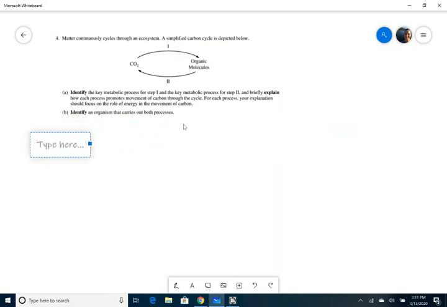And so we have a point here. We have a point here, identify a key process. And then we have briefly explain, which will be one for the process number 1 and one for the process number 2. So that's 2 points. And then identify an organism. So the identify is 1 point. The briefly explain is 2 points because you're going to do it for process 1 and process 2. And then identify is the 4th point. And so then we will answer those.